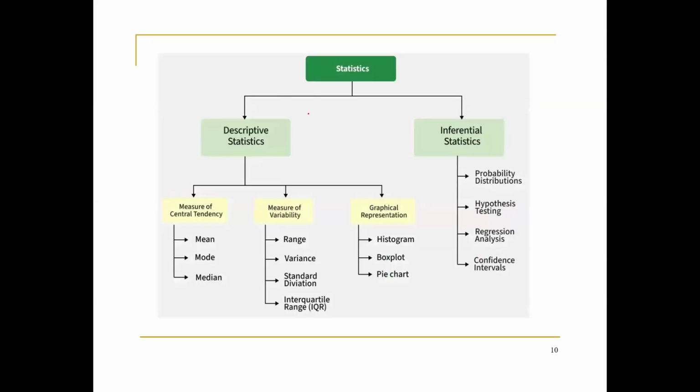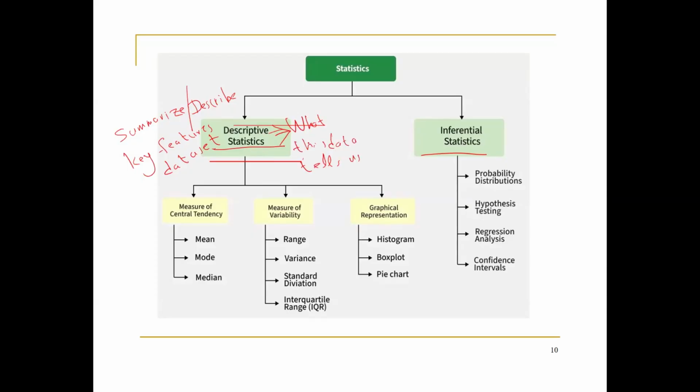Basically, we can divide statistics into two: descriptive statistics and inferential statistics. Descriptive statistics is about summarizing and describing key features of a data set. So descriptive statistics focuses on what this data tells us.